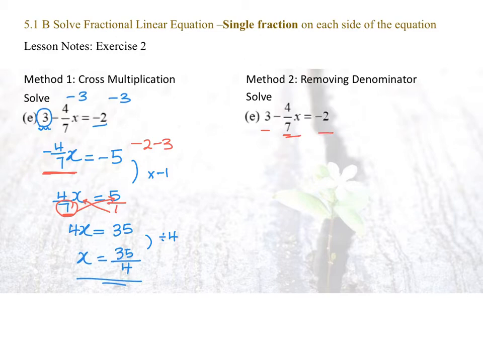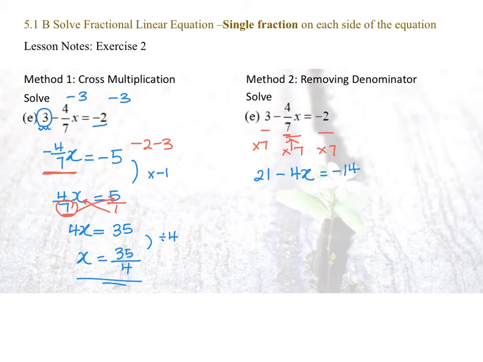If we multiply 7 to the second term, I need to multiply 7 to every single term to make the equation fair, so that everything gets multiplied by 7. 3 times 7 will give you 21. 4x over 7 times 7, the denominator will disappear. We'll get 4x. And negative 2 times 7 will get negative 14.